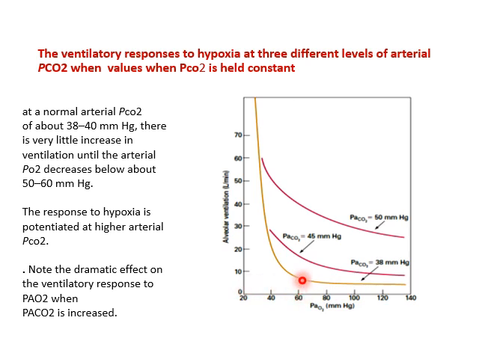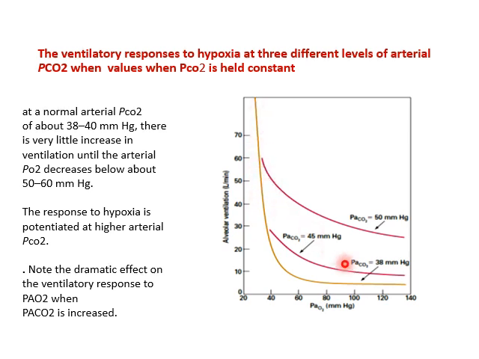Now, when the partial pressure of O2 drops to 60, the activity of this will stimulate the aortic and carotid baroreceptor, and these receptors will send a signal to the respiratory center to increase the rate of ventilation. And you can see under severe hypoxia, when the partial pressure of O2 is about 40, there is a dramatic increase in the rate of ventilation.